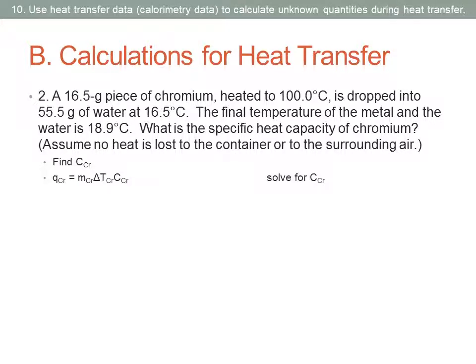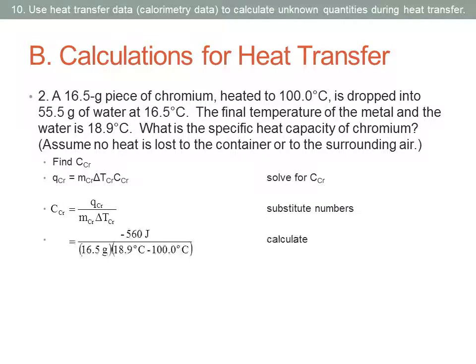Now that we know the amount of heat the chromium released, we can find the specific heat of the chromium. We're just going to solve this equation for the specific heat. So divide both sides by mass and change in temperature. Then we can substitute in our values. Remember the negative 560 joules from the previous slide, that's the heat that's released by the chromium. 16.5 grams times the change in temperature, you can see final minus initial. And this will give us a value of 0.42 joules per gram degrees Celsius.